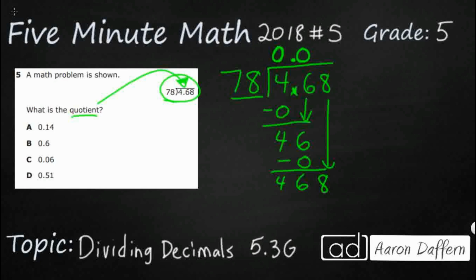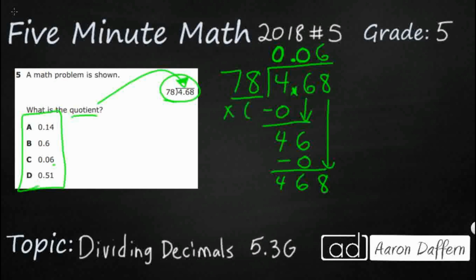Now take a look at our 4 choices here. By process of elimination, we know that there's only one possible choice left. It looks like it's going to be that C, that 600th. So when I'm trying to figure out 78 times what makes 468, let's just try 6. Let's see what that does.